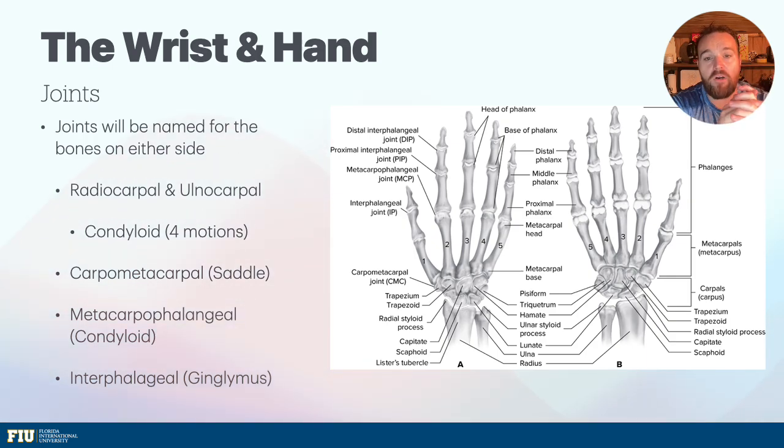We again take a look at the metacarpal phalangeal joint as we get a little bit more proximal. That happens in the thumb as well as the other 4 fingers. And we also have the carpal metacarpal joints, which are between each one of the metacarpals and the carpals.